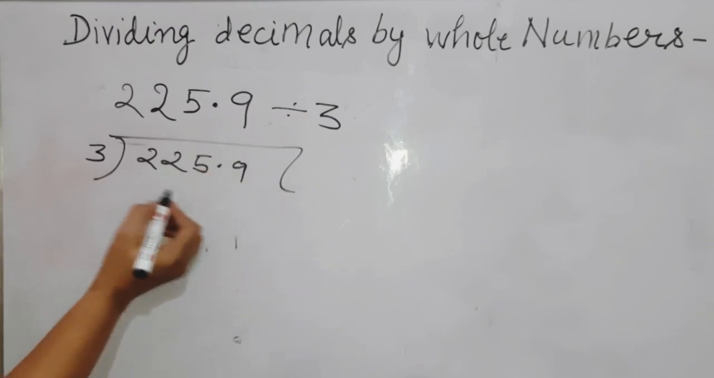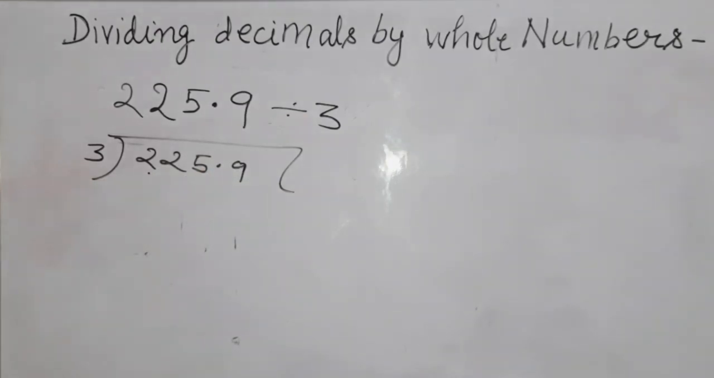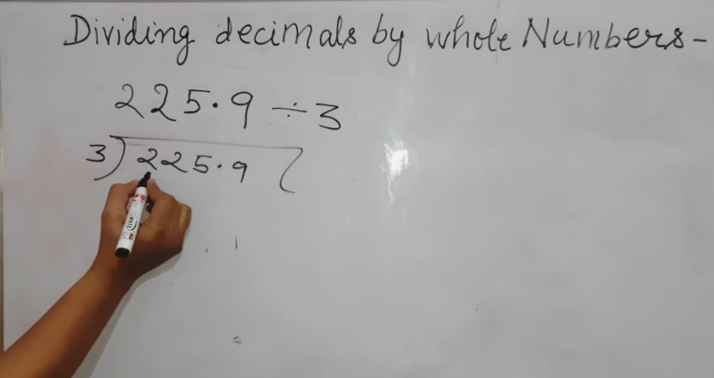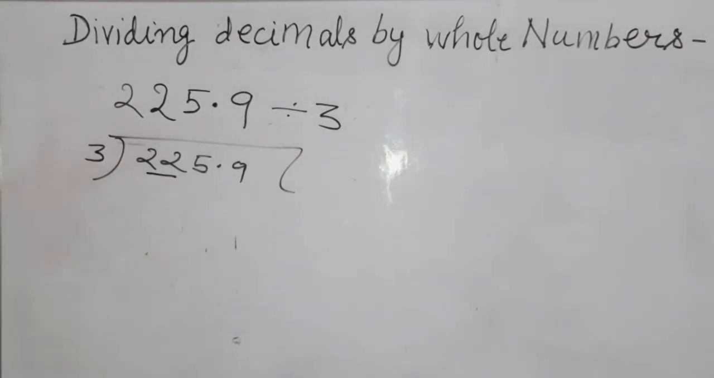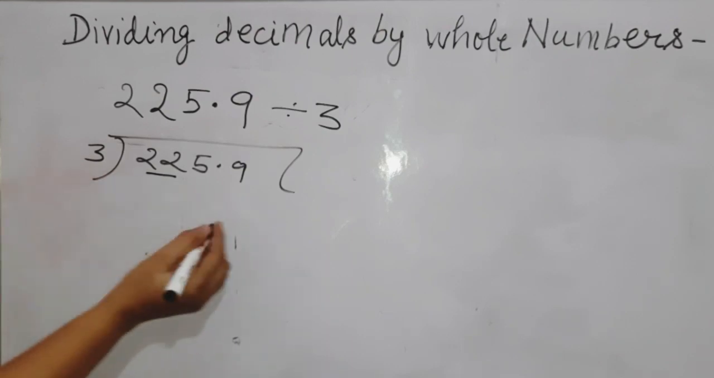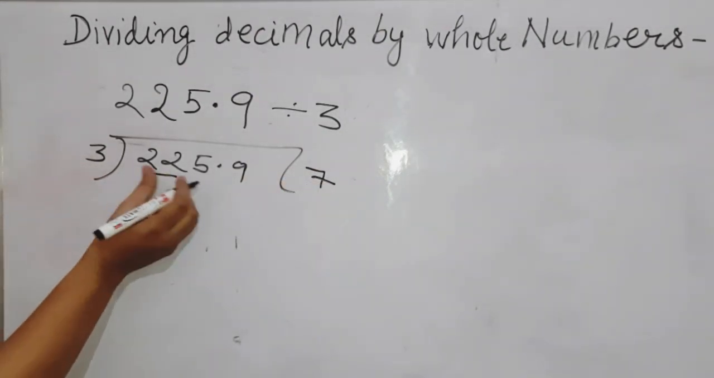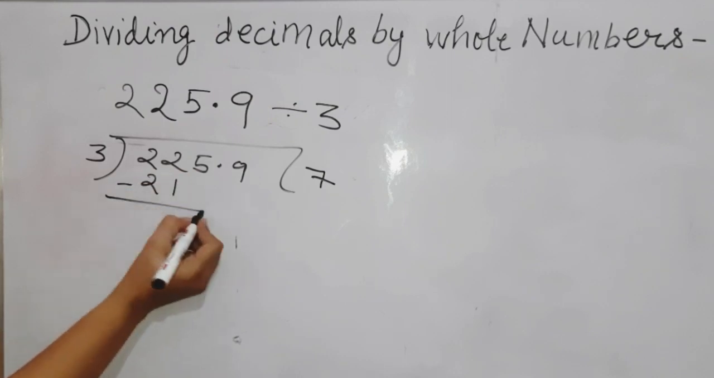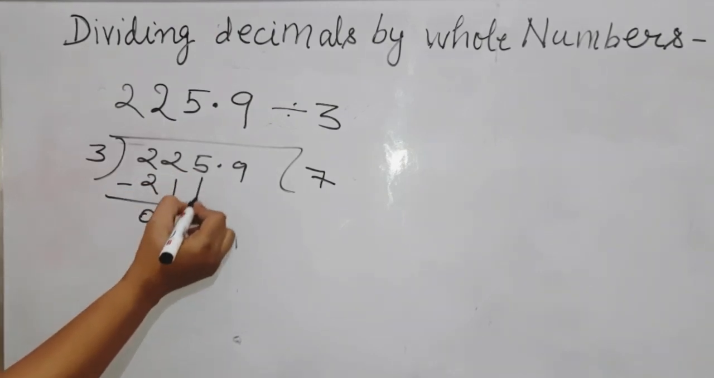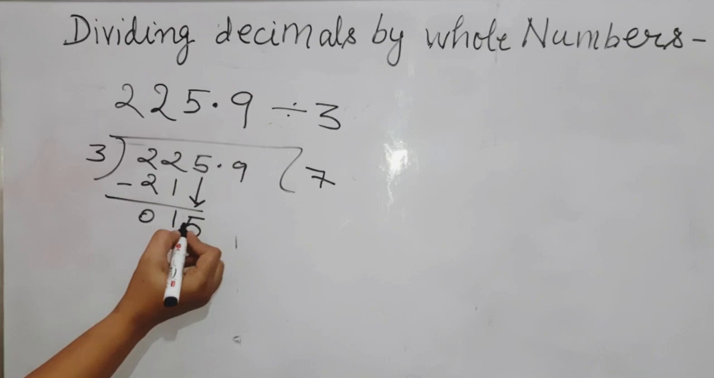So as you all can see, 2 does not come in the table of 3. So we have to check for 2 digits. What is the number that comes in the table of 3 which is less than or equal to 22? That number is 21, since 3 7s are 21. So 1 is the remainder, then again 5 will be dropped down.